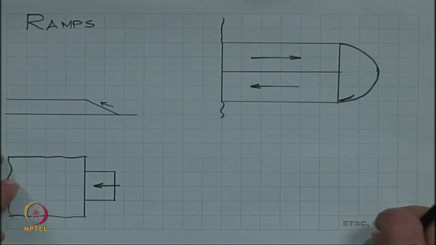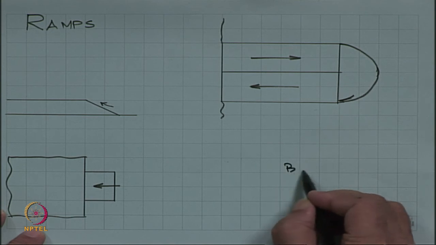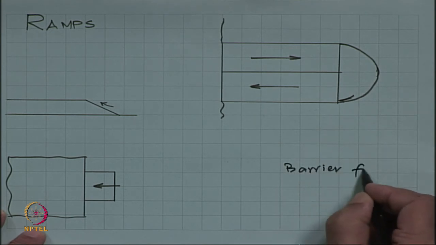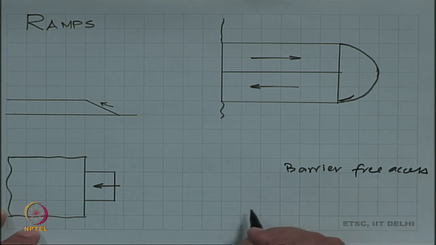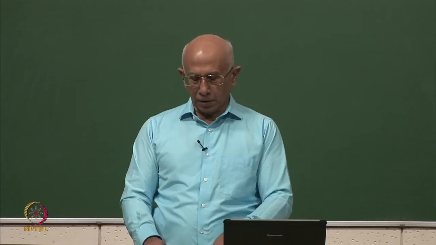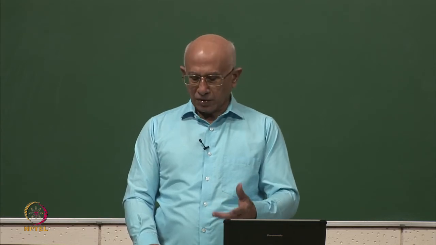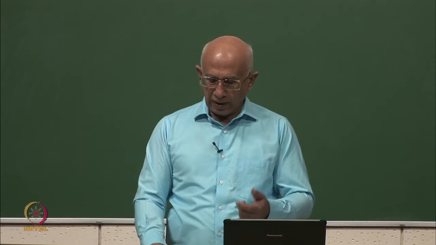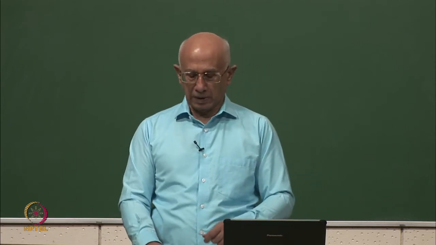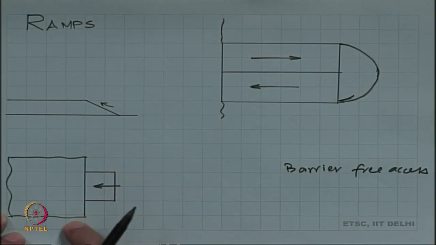Now, we look at ramps. And this is a very important feature these days, because now all constructions that are made must have barrier free access. That means somebody who is on a wheelchair should be able to go everywhere that a normal healthy person can go. Wheelchairs, crutches, those handicaps do not let you go up and down stairs. So, ramps have to be provided, and here is a depiction of the ramp.